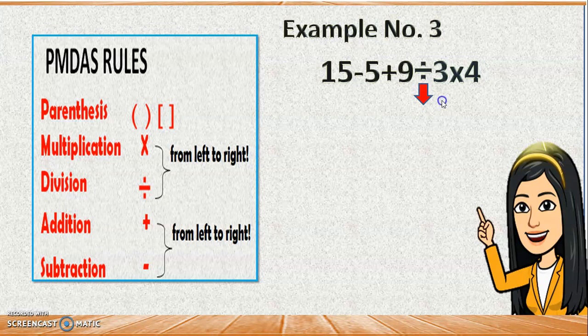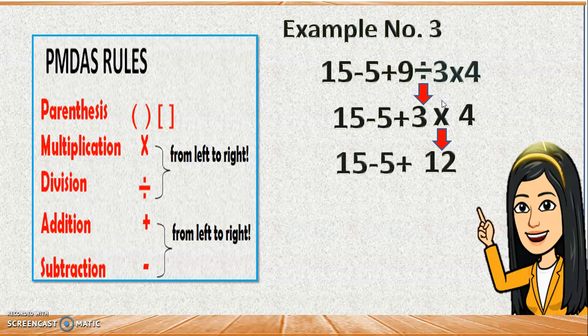9 divided by 3 is equal to 3. So, ibaba mo lang yung ibang number. Baba mo yung times 4. Tapos, ibaba mo rin yung 15 minus 5. Tapos, yung plus sign. Yan, ibaba mo. Then, next step. Ano bang mauna? Multiplication, addition, and subtraction. So, dun sa PMDAS rule, multiplication ang mauna. Tama. So, 3 times 4 is equal to 12. Then, ibaba mo lang yung given pa. 15 minus 5 plus 12. So, dalawa na lang.